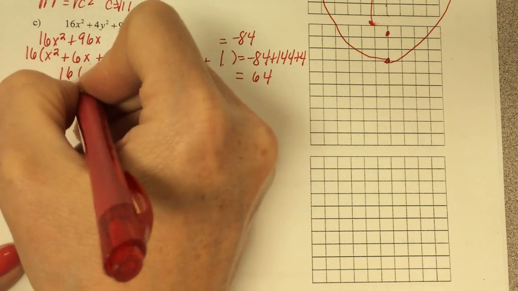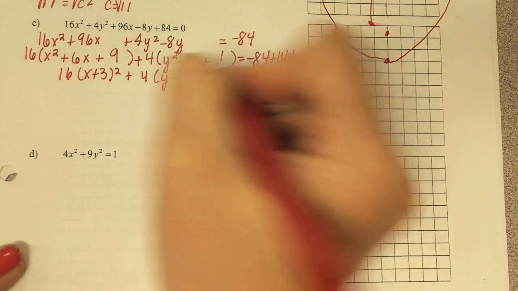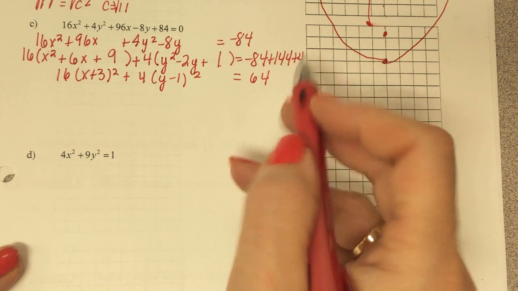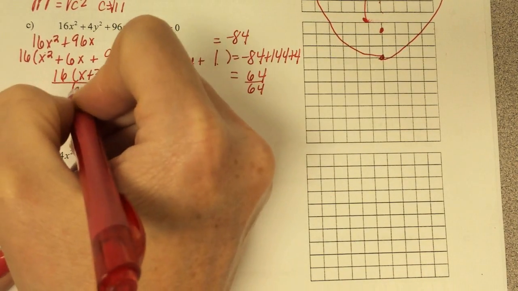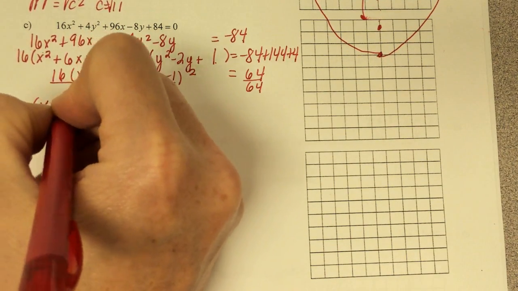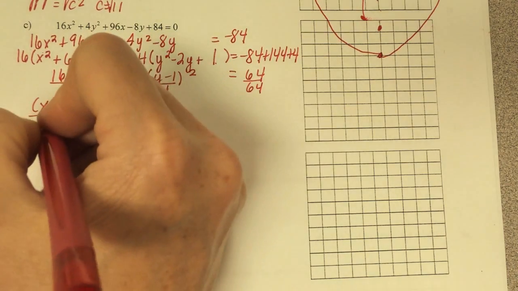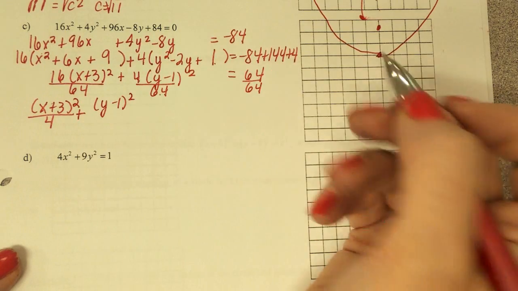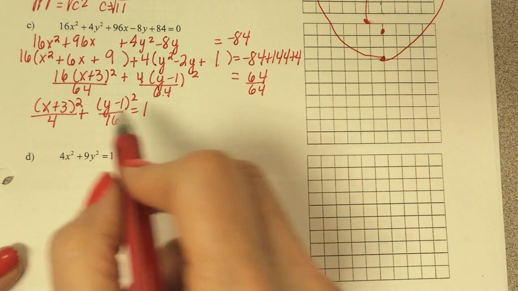I'm going to go ahead and factor this. This will be x plus 3 squared. This will be y minus 1 squared. Now, what do we have to have over here on the right side, though? 1. So I have to divide this by 64, this by 64, and this by 64. So now I'm going to have x plus 3 squared. What's 64 divided by 16? 4, plus y minus 1 squared. 64 divided by 4 is 16. And now I have it into the correct form.